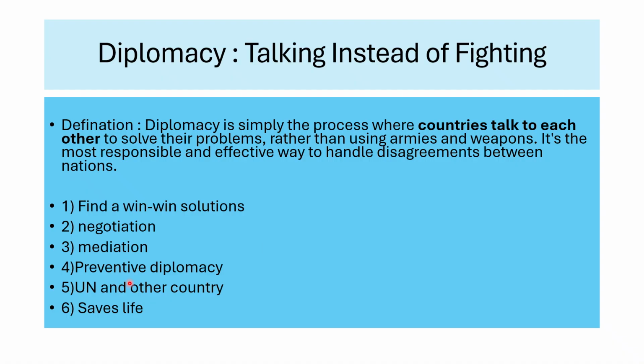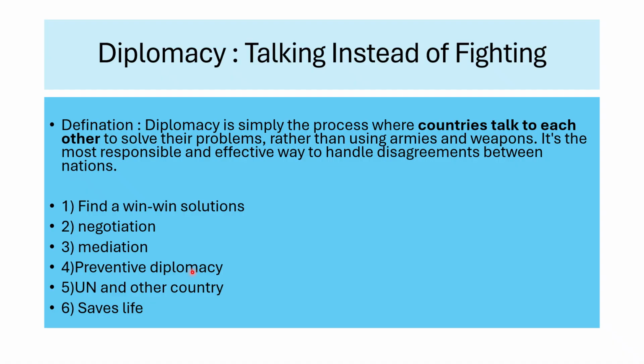Okay, then preventive diplomacy means we can prevent war through diplomacy by knowing what is going to happen in the future, by understanding that there can be a possibility of war, and on seeing that possibility of war, we go and talk before the war.